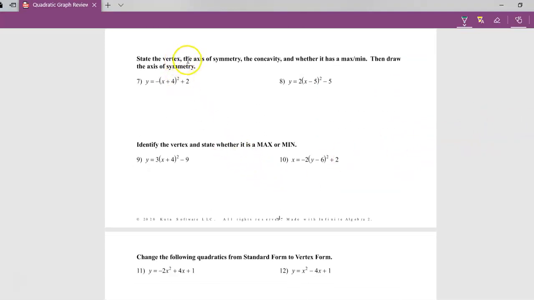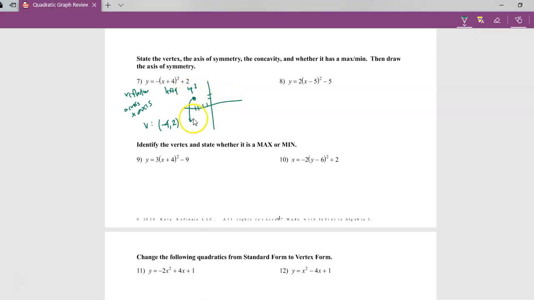All right, so we want to state the vertex, the axis of symmetry, the concavity, and whether that vertex is a max or a min. And then we're going to draw the axis of symmetry. So let's start out by drawing this quickly. Remember, plus 4 on the inside goes left 4. Plus 2 on the outside goes up 2. And the negative out front is a reflection or flip across the x-axis. So this is going to go left 4 and up 2. So there's the vertex. So the vertex is at negative 4, 2.